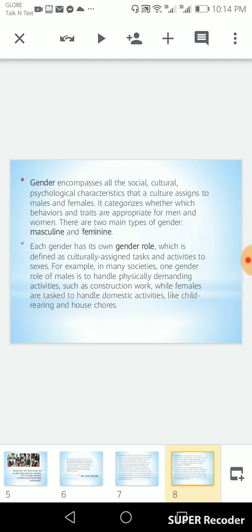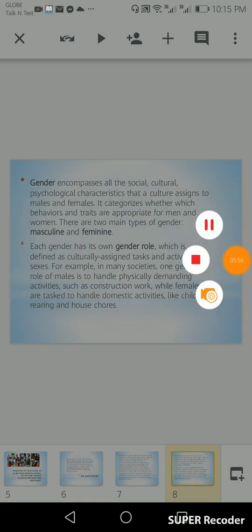Now, gender. So, gender encompasses all the social, cultural, psychological characteristics that a culture assigns to males and females. So, it categorizes which behaviors and traits are appropriate for men and women. So, there are two main types of gender: the masculine and the feminine.